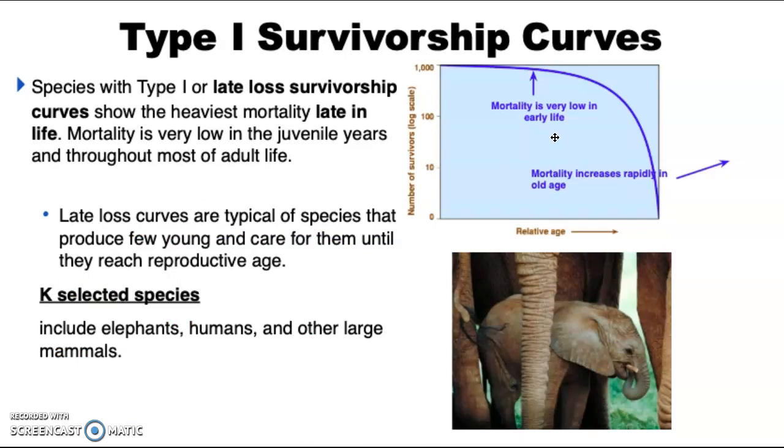In type 1, there is loss late in life. So these are usually your K-selected species. Most of the 1,000 are going to survive through their early life, but as they reach old age, you do start to have animals die off. So in your juvenile years and most of the adult life, most of these are going to survive.